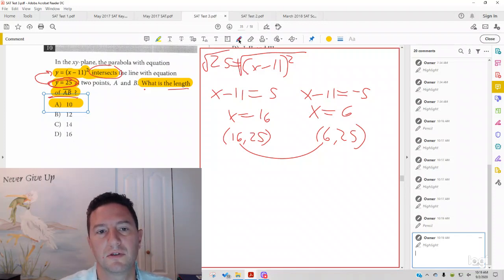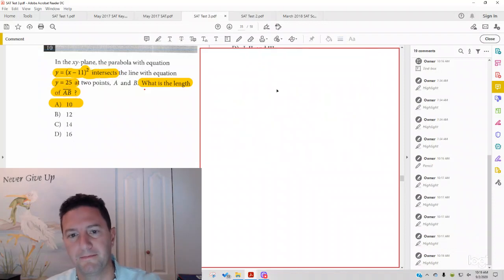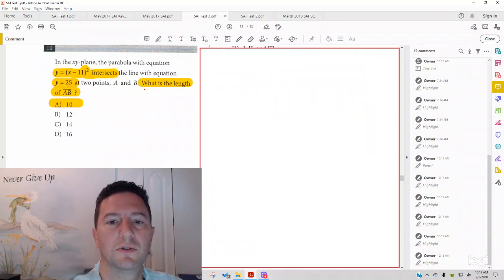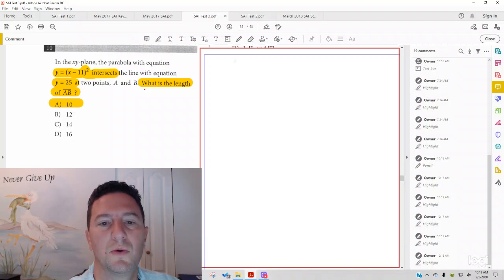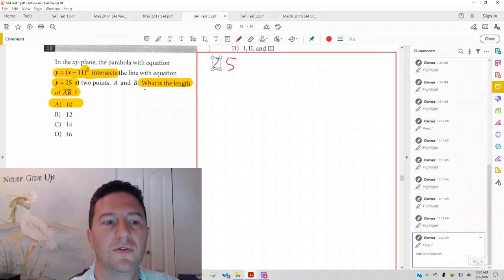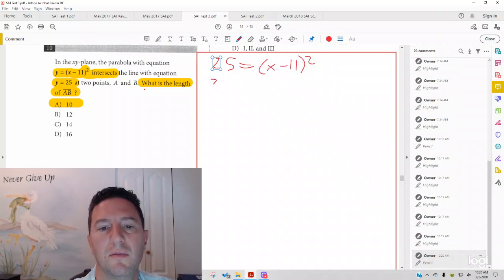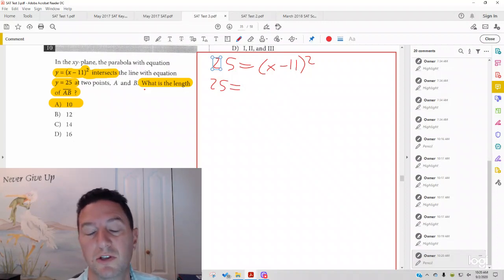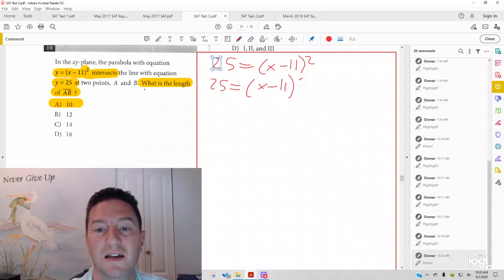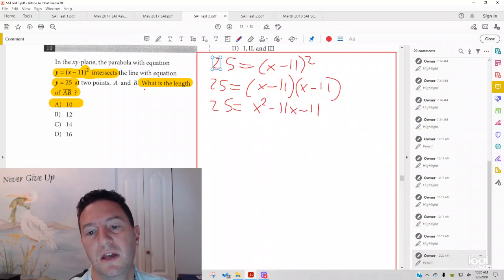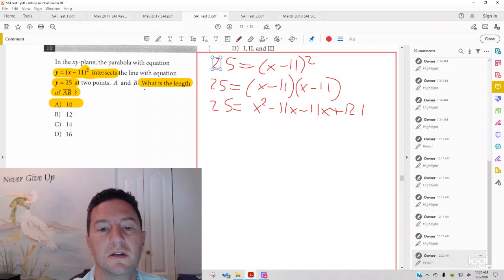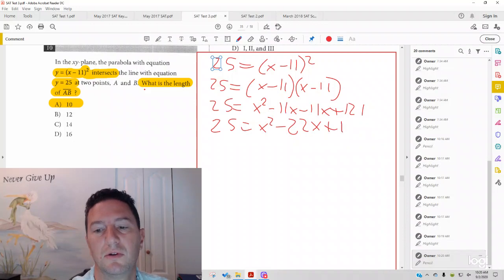So what's that other approach that I was talking about? Let's look at it. Sometimes students will instead say 25 equals (x minus 11) squared, and then they'll FOIL the right side. Remember, that is not x squared minus 121. It's (x minus 11) times (x minus 11). And then you FOIL, and you get x squared minus 11x minus 11x plus 121. Then you get 25 equals x squared minus 22x plus 121.